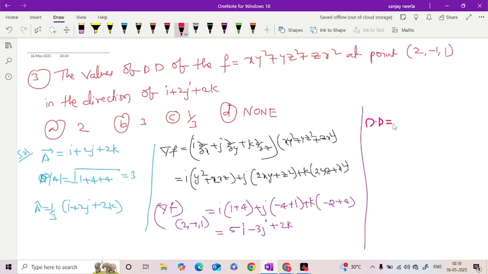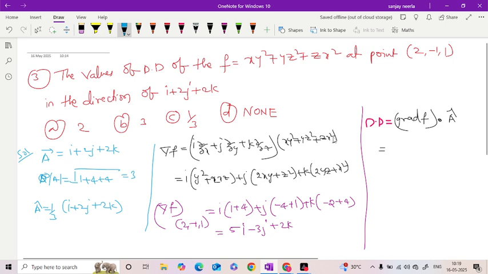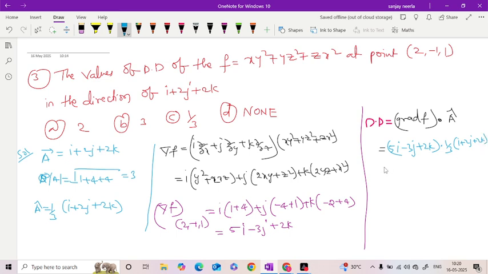Now the directional derivative is gradient of f dot a cap. Already we have the first vector. What is it? 1 by 3 of i plus 2j plus 2k. So gradient of f is 5i minus 3j plus 2k dot 1 by 3 of i plus 2j plus 2k. 1 by 3 of 5 minus 6 plus 4. So 1 by 3 of 9 minus 6, it is 3 by 3. So the directional derivative of this function xy square plus yz square plus zx square at the point 2 comma minus 1 comma 1 in the direction of this vector is 1.